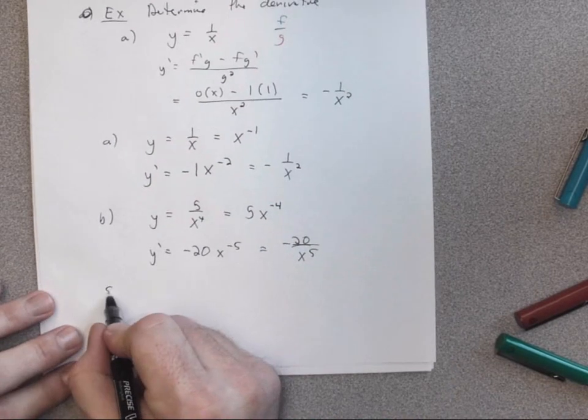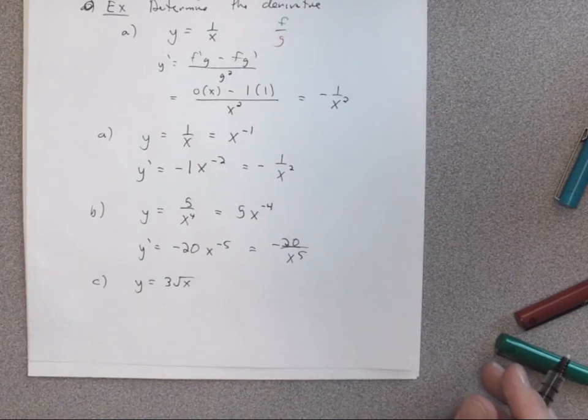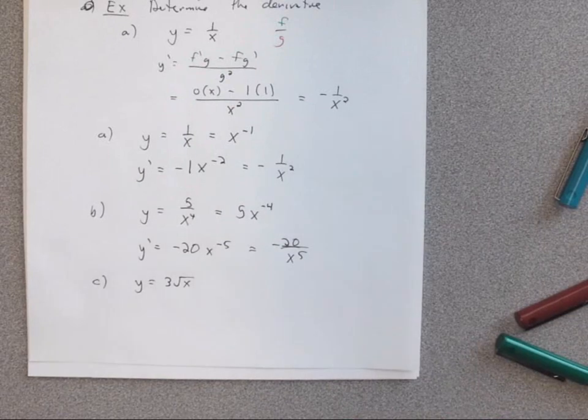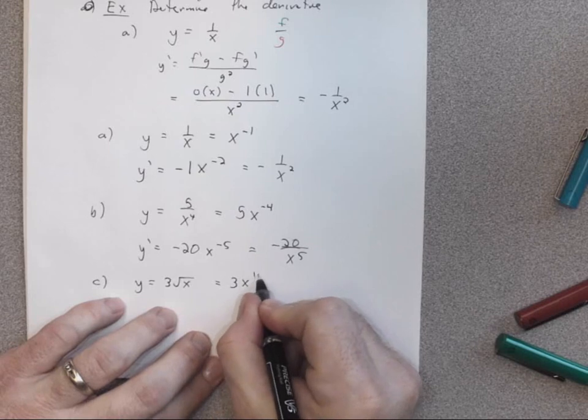I'm going to do it for a radical as well. What if y is equal to 3 root x? Technically, this works for all powers. Well, what we know is that 3 root x is 3 times x to the 1/2.